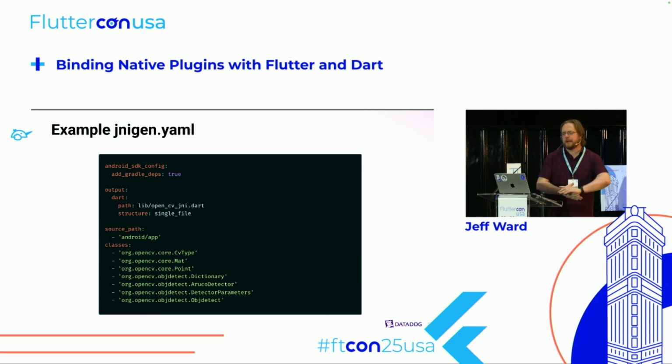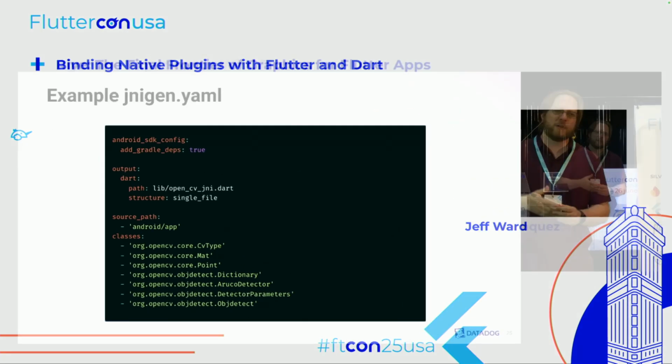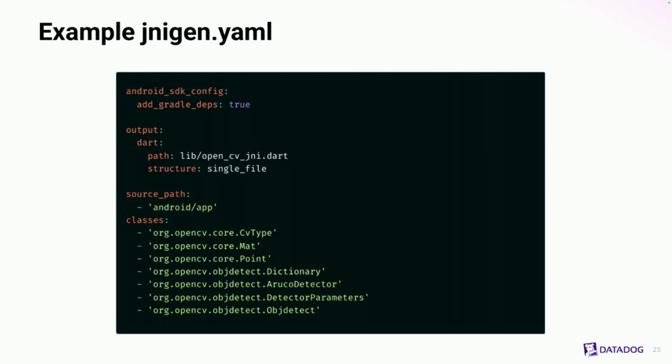This is what a JNI Gen YAML looks like. You're going to pass it the source path. In this case, you're passing it the path to your Android application, which will then be built. And then you pass it all the classes that you want to generate for. You can use wildcards here if you want to. You can generate code for entire packages. But in this case, I've listed out everything I want to generate manually.